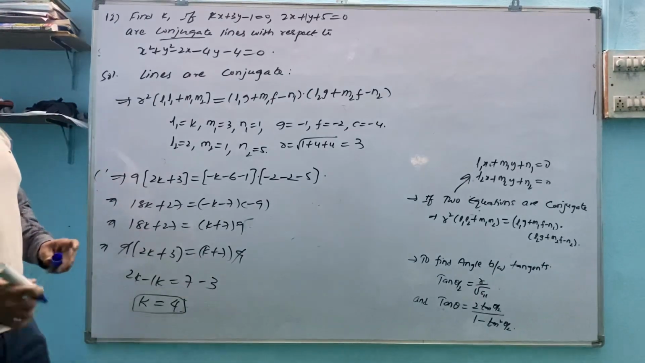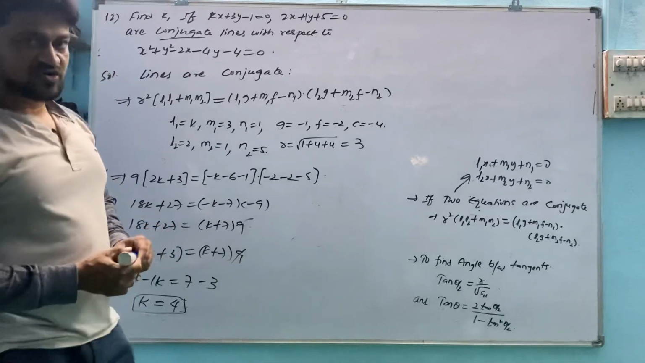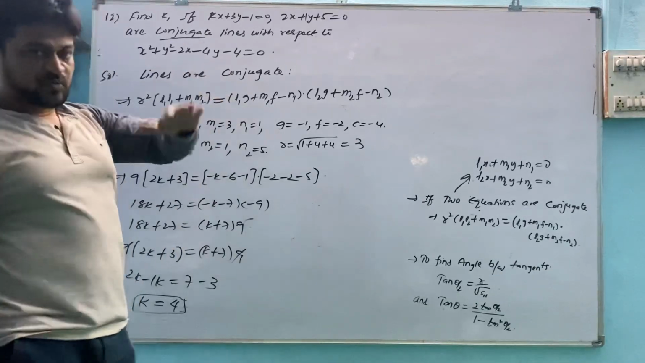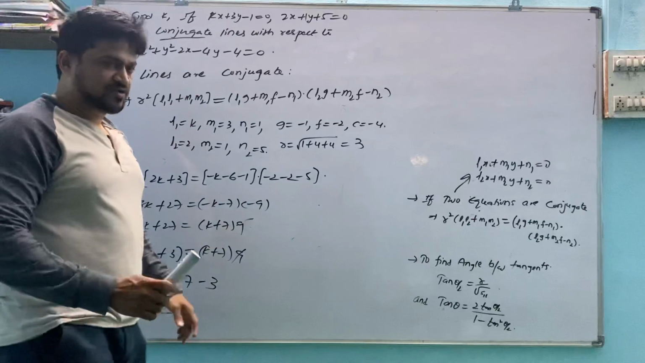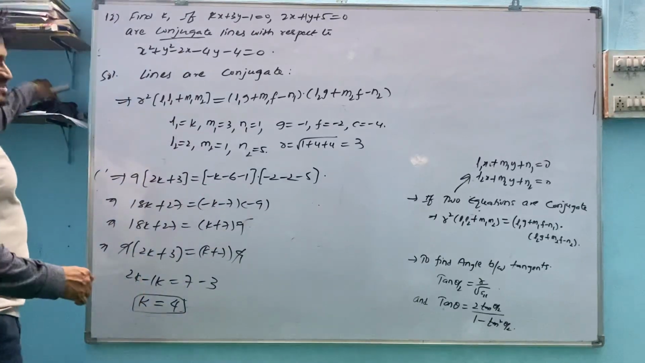In this way, you can get these conjugate values. When two lines are conjugate, a different formula. When 2 points are conjugate, a different formula. So one different question you are going to get from this type. Okay.